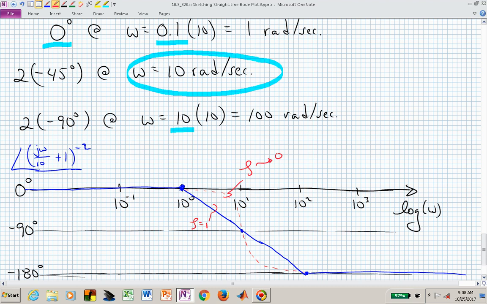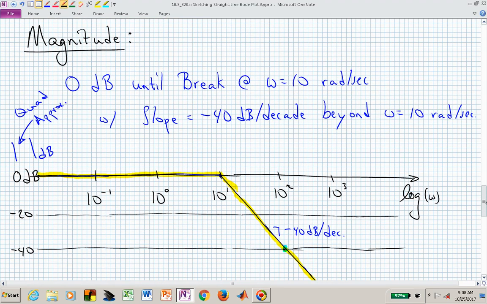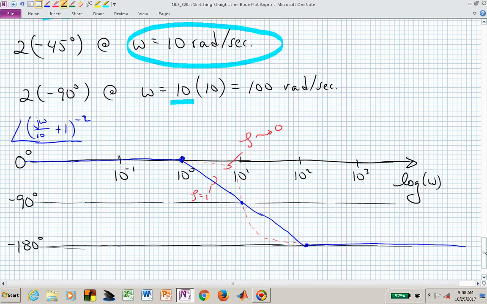Hopefully that gives you now a feel for and a strategy for sketching these Bode plots for the way that we're approximating these quadratic factors. And that's what you need to be able to do to quickly think through what's happening in these Bode plots.